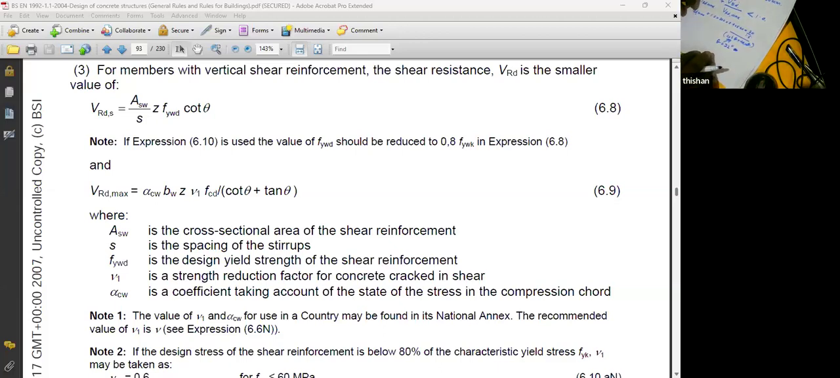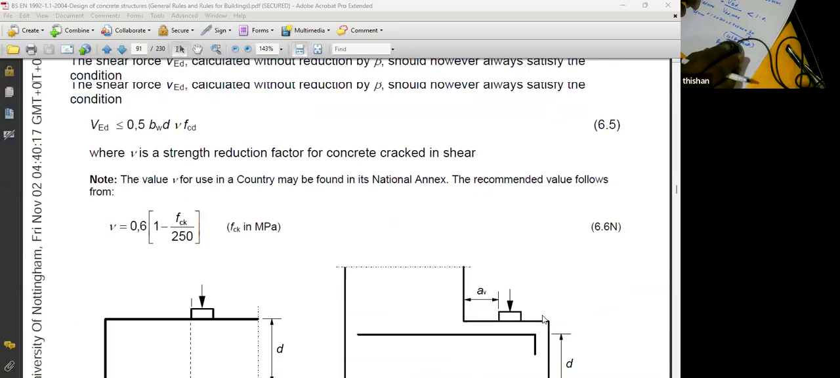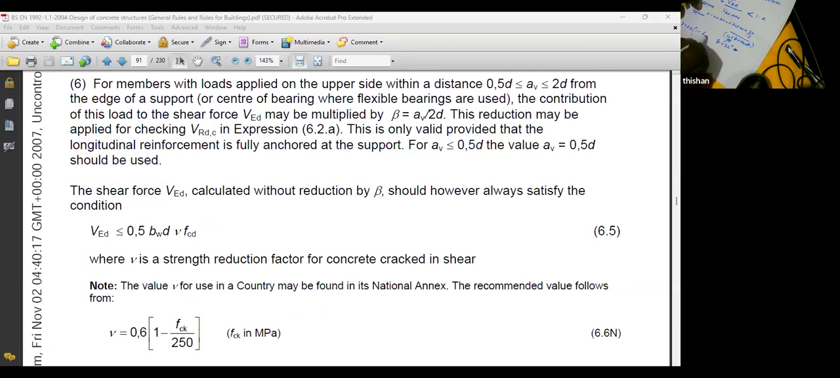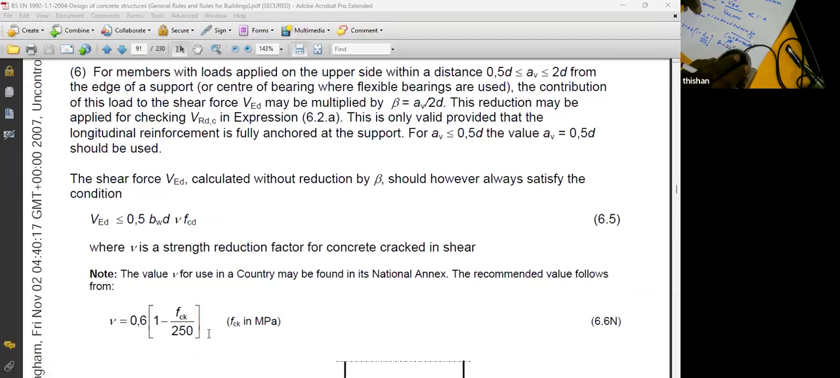Banduka, shall we do this calculation? First we'll have to calculate this nu value. I'll show the equation for the nu value. Nu is 0.6 times (1 minus FCK divided by 250). Banduka, shall we calculate the nu value first? Okay, sir, I can't see the paper. No, you don't have to see the paper. You can see the equation here. Okay, 0.6 times (1 minus FCK over 250). FCK is 30. This is the equation. 0.528. Okay. Now, show the paper.